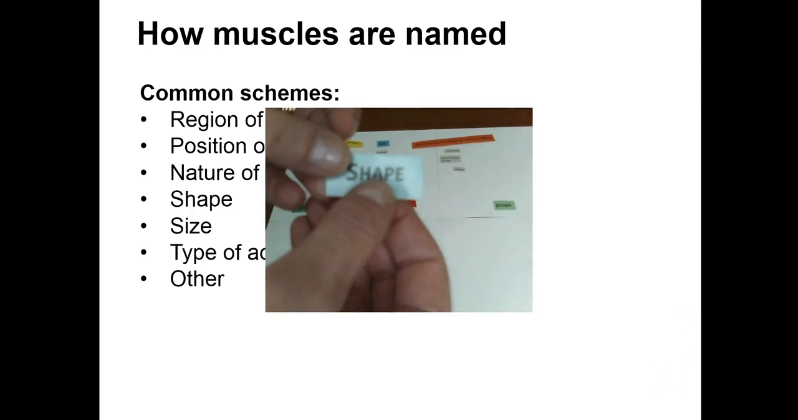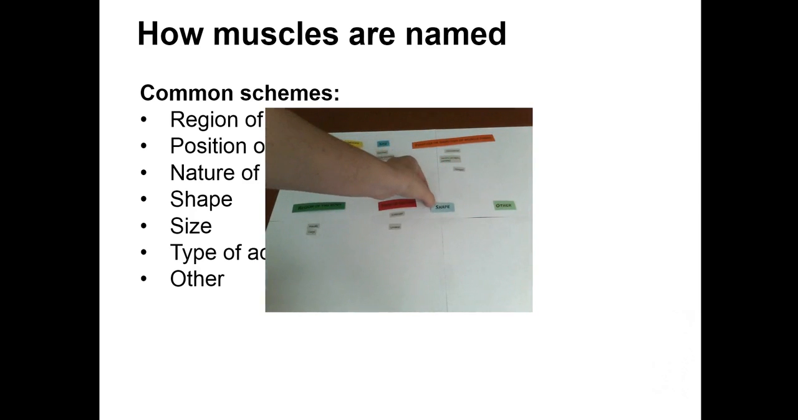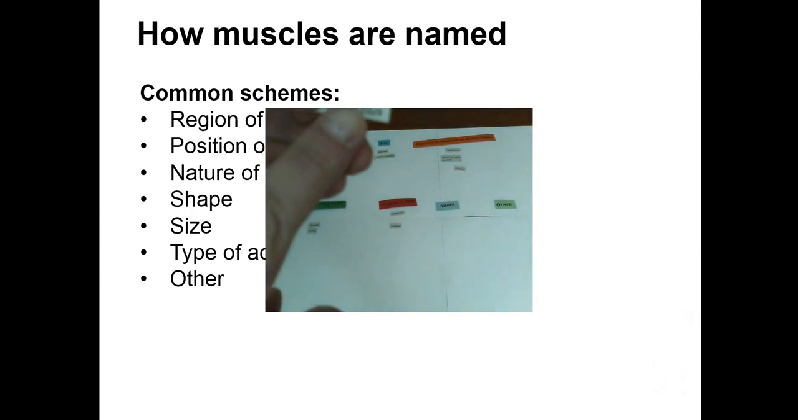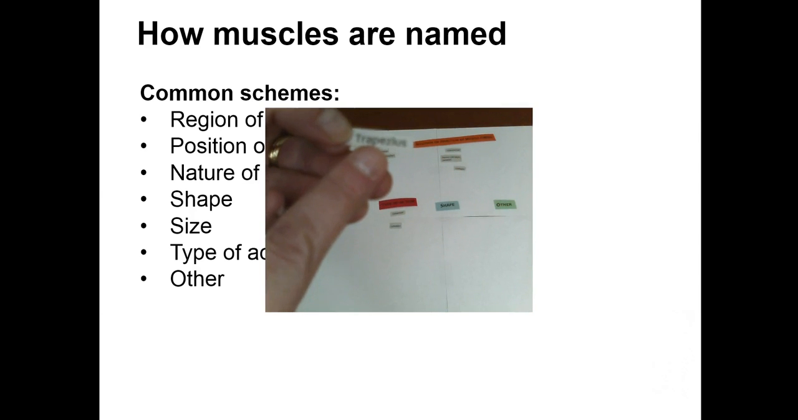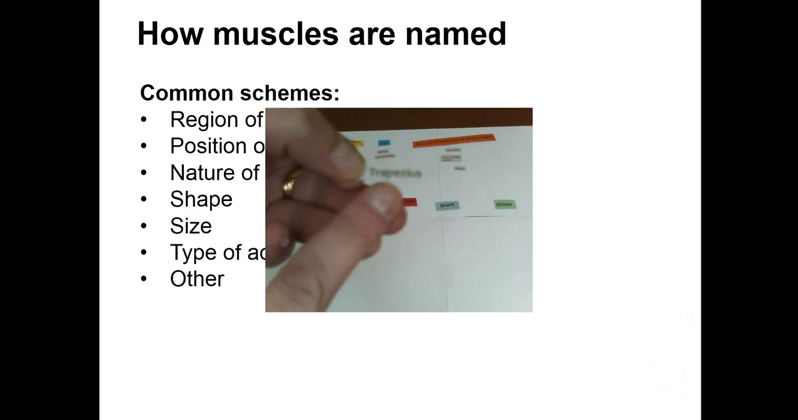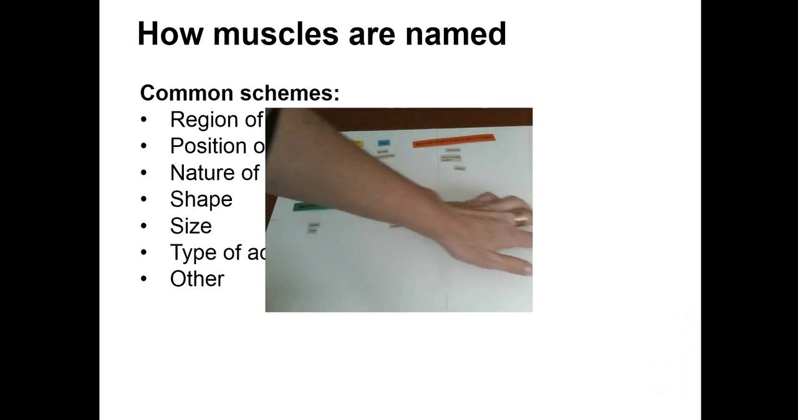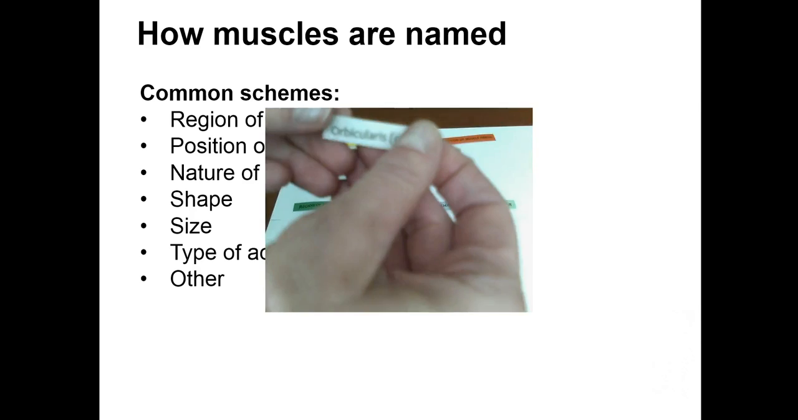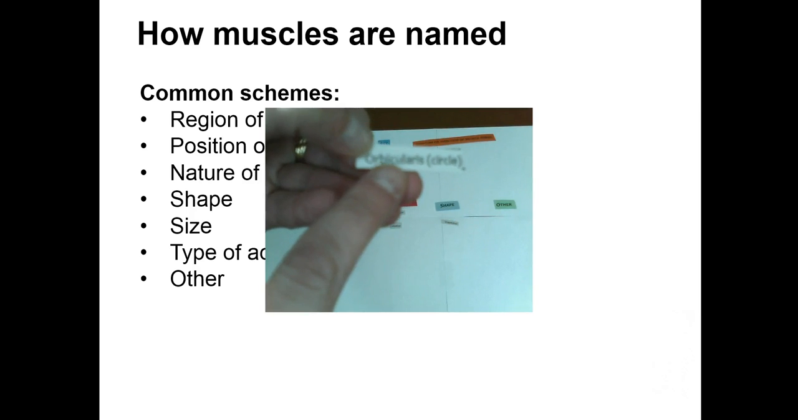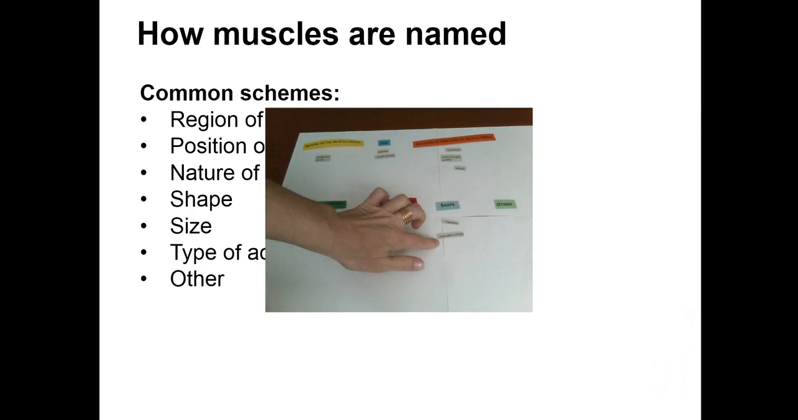Okay, another one that we have is shape. So let's think about this. Here we've got trapezius. Well, what does trapezius sound a lot like? Probably sounds a lot like a trapezoid. And a trapezoid is a specific shape. And so we put that under shape. Over here, orbicularis. Orbicularis sounds a lot like an orb or an orbit, and in parentheses we have the word circle. Well, a circle is certainly a shape.